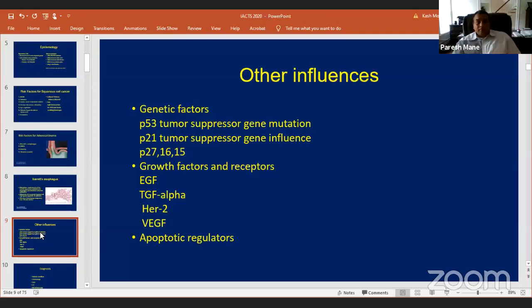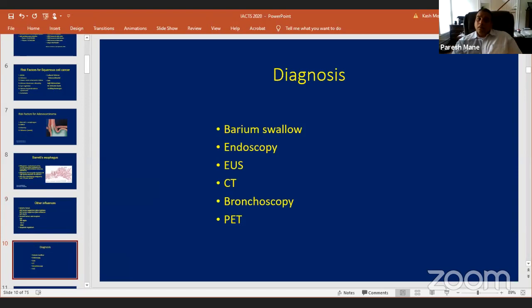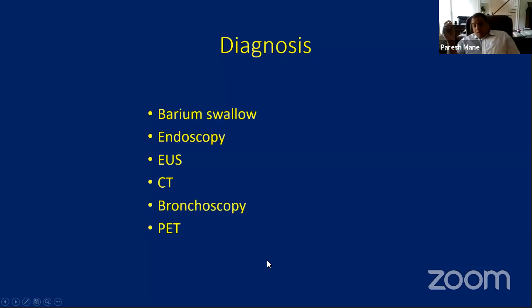Now, in terms of diagnosis, if the patient showed up in the office with dysphagia, it typically means he or she is late. It typically means the tumor is already pretty advanced. It has gone through the layers of the esophagus, and you're dealing with a much different disease.